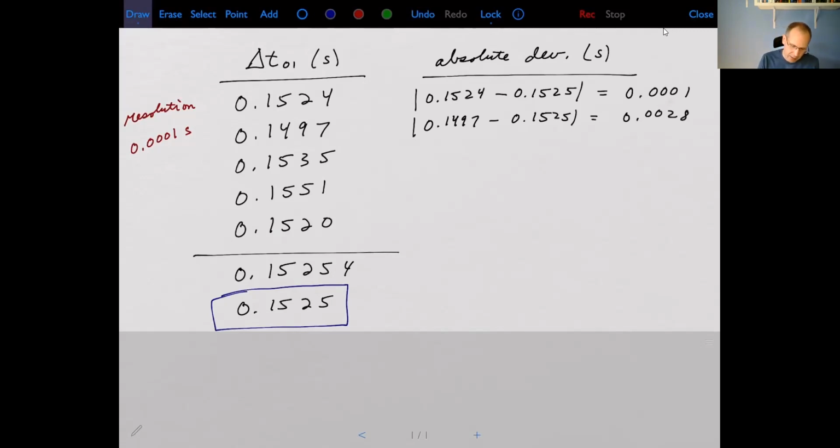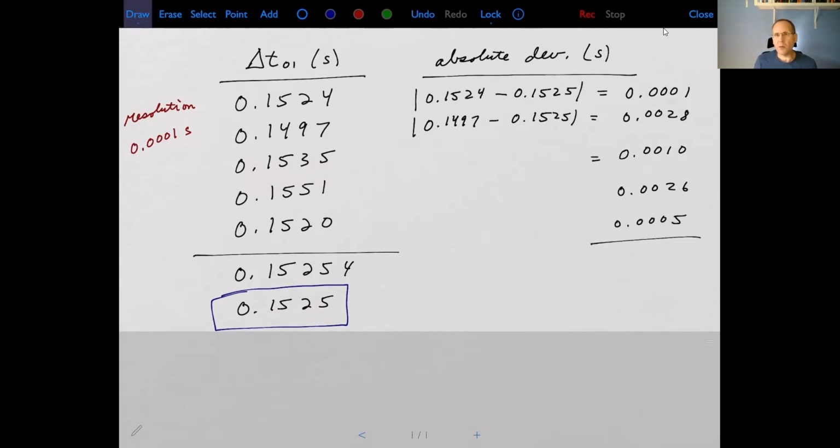And a lot of times you can just do this in your head, like how far is that 1535 from 1525? Well, it's 0.0010, right? The last, the thousandths and ten-thousandths places, a 1 and 0. So this is going to be 0.0010. The next one would be 0.0026, right? 51 minus 25 is 26. And then finally 0.1520 from 0.1525, when I take the absolute value, is going to be 0.0005.